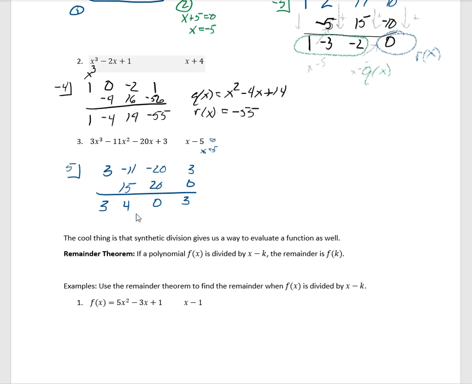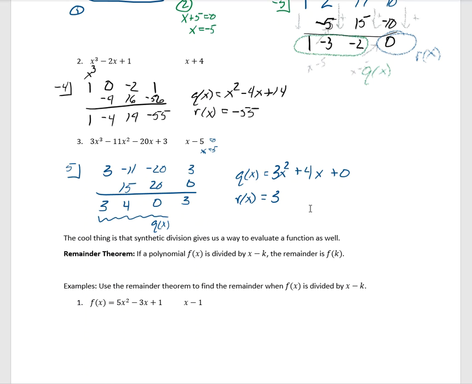So my quotient is right here. Let me see, we had x cubed, we decreased it by a single x, so we're at x squared. So this is now 3x squared plus 4x. And you could write the plus 0 if you want to. It's not necessary, but it's true. And our remainder is 3.